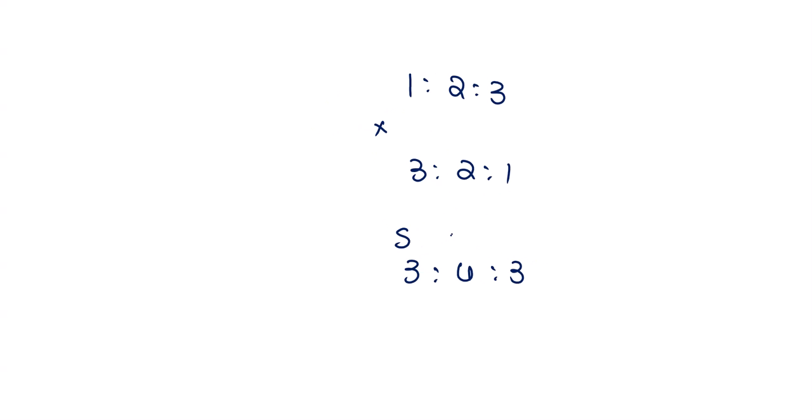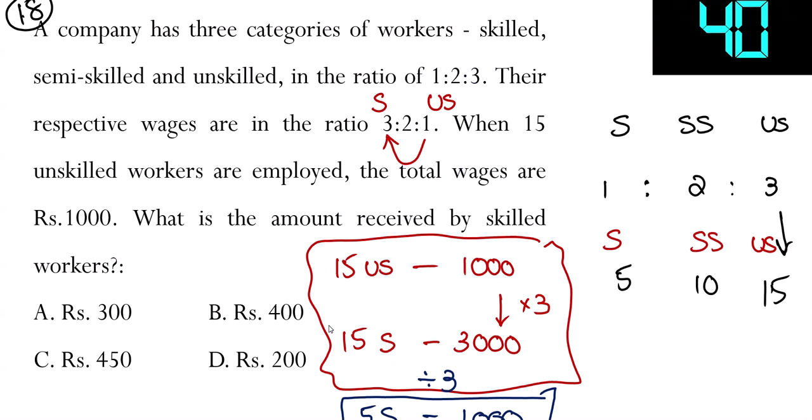So this is for skilled, this is for semi-skilled, this is for unskilled. For these people, the total amount is 1000. For these people, the total amount should be the same, 1000 only. When 3 represents 1000, this should also be 1000. So the question: the amount received by skilled workers per candidate is 200. 5 skilled workers get 1000, so 1 skilled worker gets 200.